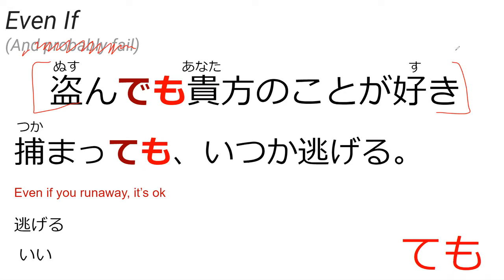盗んでもあなたのことが好き. So that says, even if you stole something, I would still love you, right? So even if this action occurs, this will still exist. How about this one? What does this say?